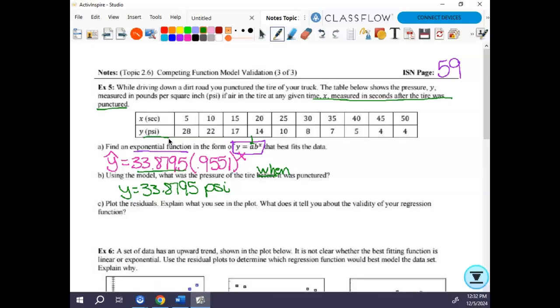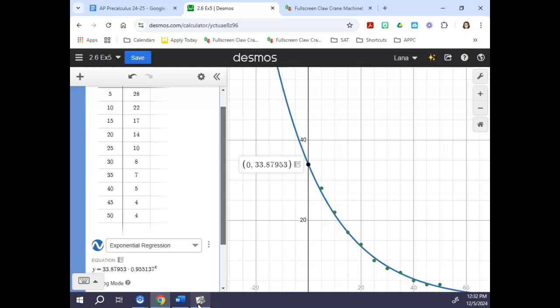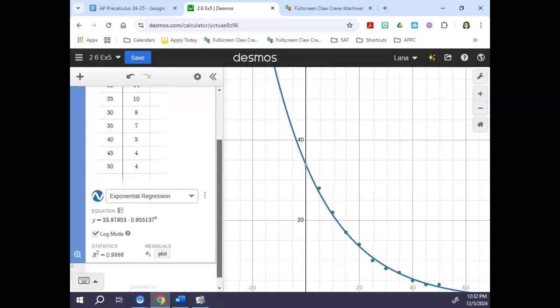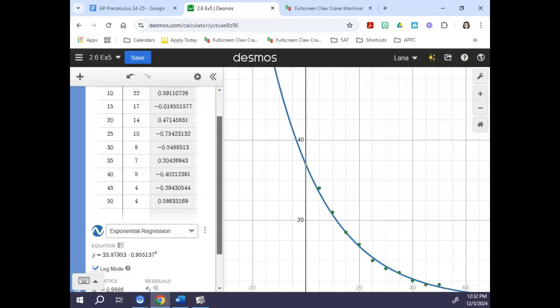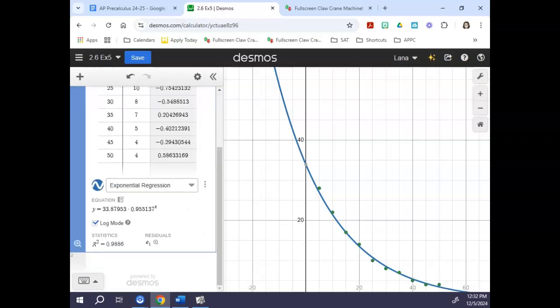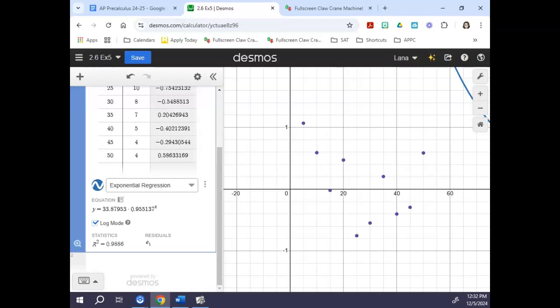All right, and then it says to plot the residuals, explain what you see in the plot. What does it tell you about the validity of your regression? So we'll go over here. Let's plot our residuals. So we just click plot, and you don't necessarily have to turn everything else off. When I zoom in, I can't even see the other stuff, so I don't necessarily need to turn it off. If the graph for some reason went through those, I'd probably want to turn it off so I'm not confused. Or if the points all happen to be the same color or something.